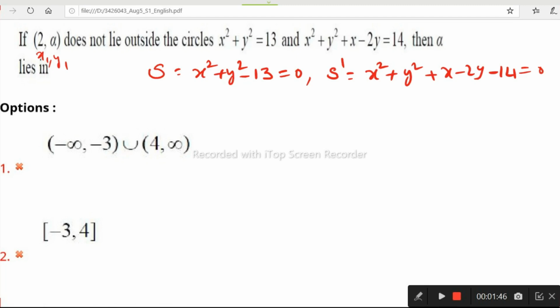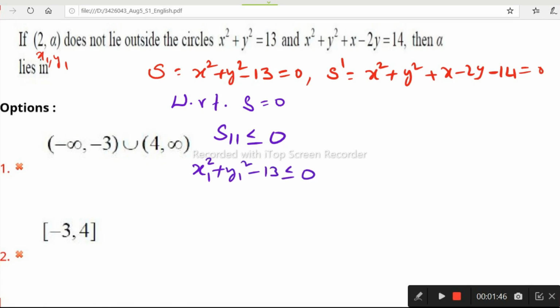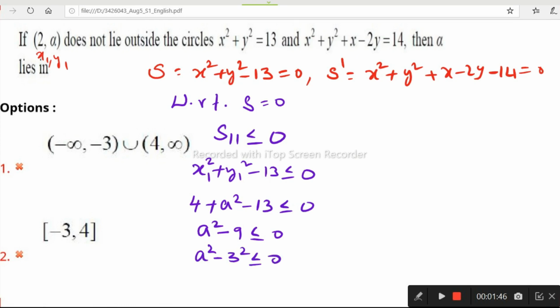With respect to S equals 0, the condition is S11 less than or equal to 0, which means inside or on the circle. S11 means simply we write the given equation with x1 and y1 in place of x and y. That means x1 square plus y1 square minus 13 is less than or equal to 0. The given point (x1, y1) is (2, a). Substituting, 2 square is 4 plus a square minus 13 is less than or equal to 0. From this, a square minus 9, that is a square minus 3 square, is less than or equal to 0. So a plus 3 into a minus 3 is less than or equal to 0.